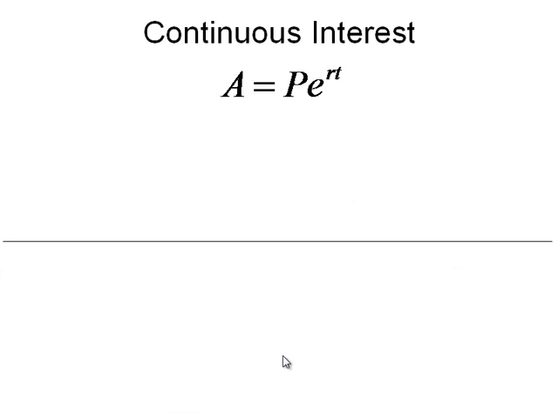Okay, compound continuous interest. Now some banks, to make it sound better, have what's called continuous, and that's more often than once a year. That's more often than monthly, weekly, daily, every minute. It's continuously. It never stops compounding. And the formula is A equals P e to the rt.